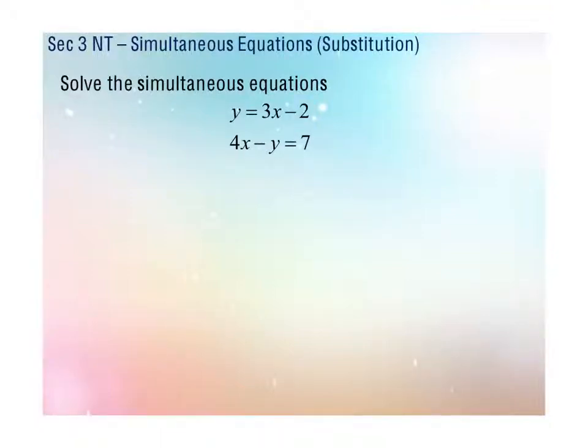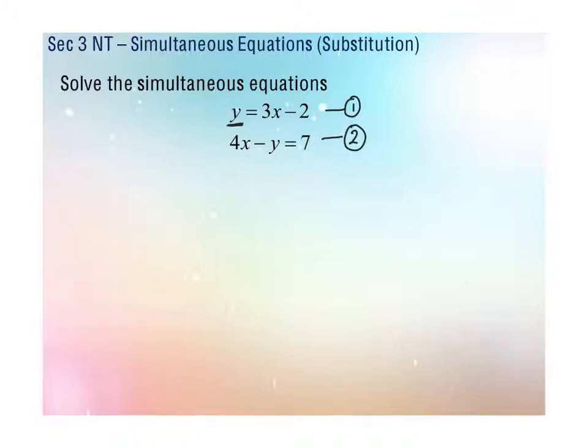Topic: simultaneous equation solving by substitution. Now solve the following simultaneous equation. In this equation we have y as the subject. So 1 unit of y is equal to 3x minus 2, and that's equation number 1. And we have equation number 2, 4x minus y equals 7.